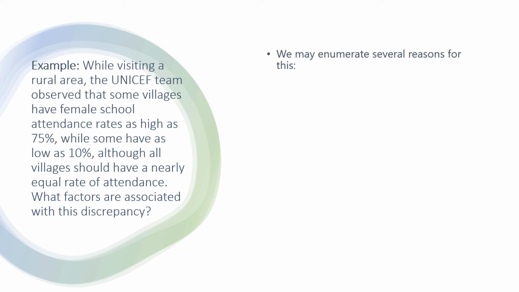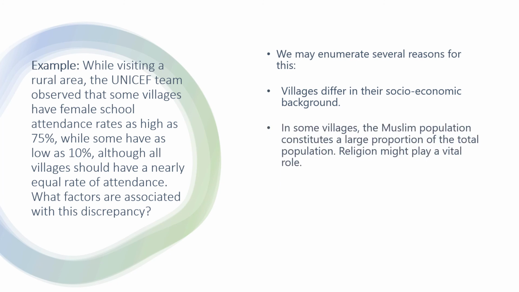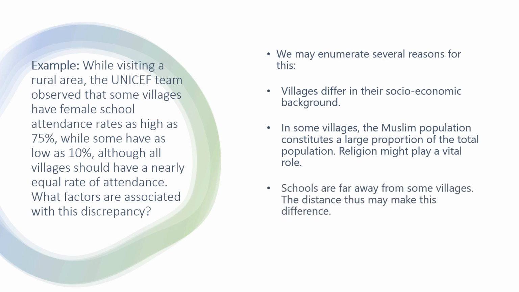We may enumerate several reasons for this. Villages differ in their socio-economic background. In some villages, the Muslim population constitutes a large part of the total population. Then religion might play a vital role. Schools are far away from some villages. Then the distance may make this difference.